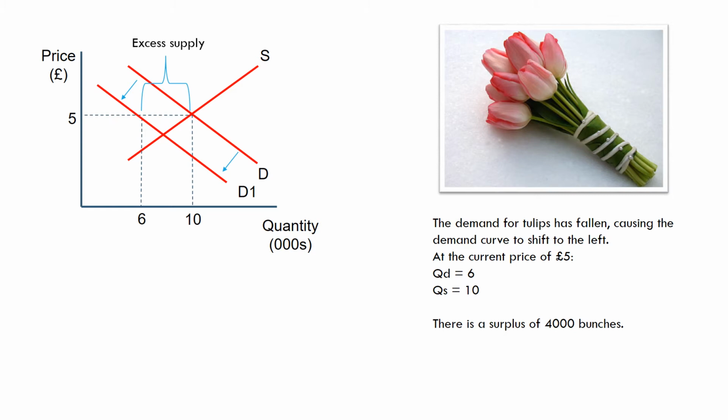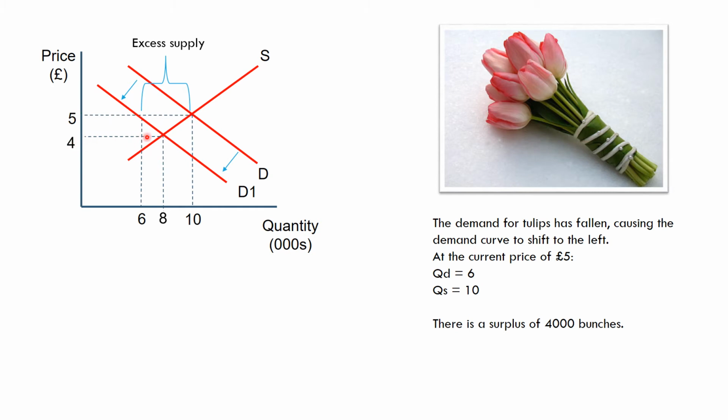Now, what would we expect to happen in that situation? We would expect the price to fall. If there are 4,000 more bunches in the market than people want to buy, then we'd expect the price of tulips to fall to the point where more people want to buy them and there's less incentive for producers to sell them. So this pressure in the market would continue until we reach this point here at £4.